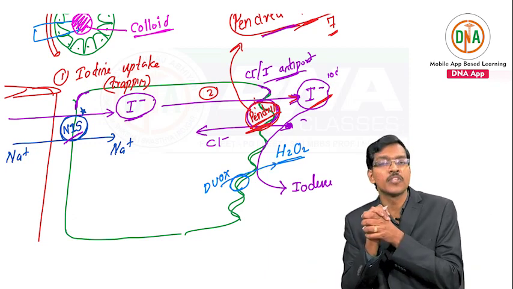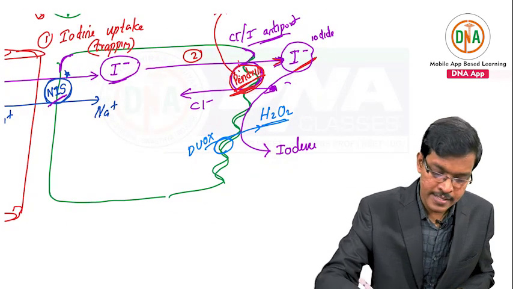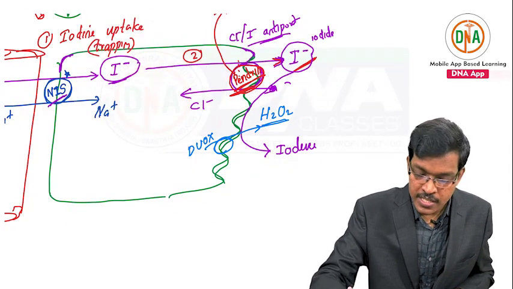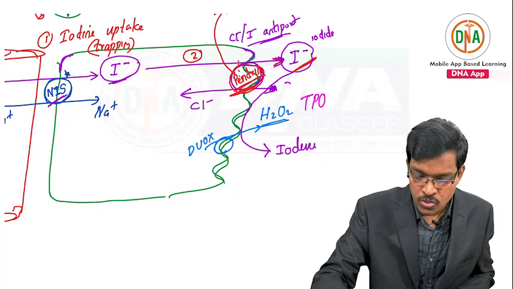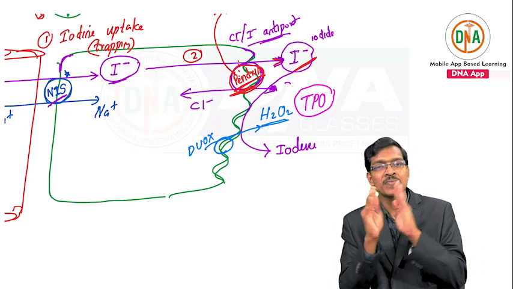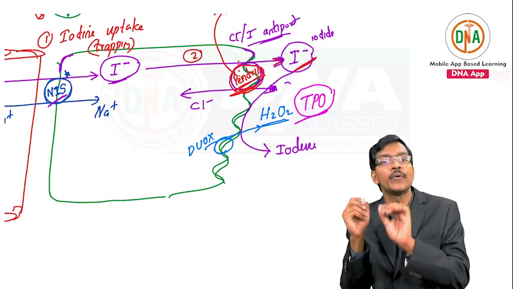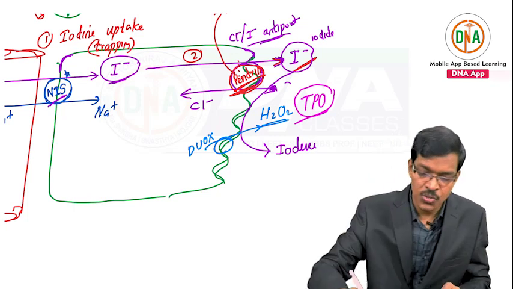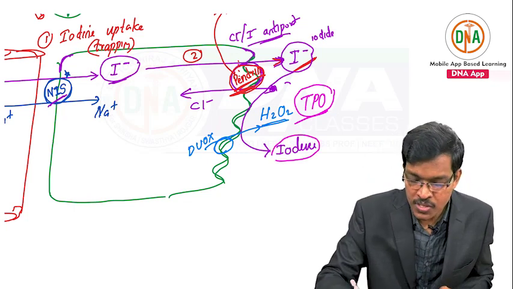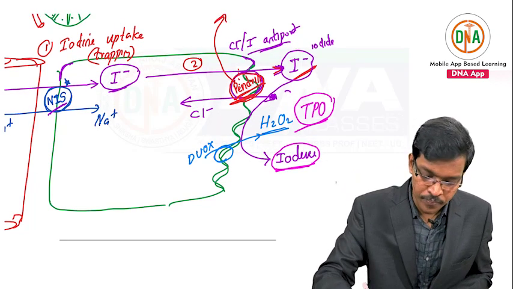Dual oxidase will give this H2O2, and this reaction is catalyzed by a very important enzyme that is known as TPO, that is thyroid peroxidase. So, thyroid peroxidase will catalyze this oxidation of iodide to iodine. So, iodine is oxidized. The oxidized form of iodine is there. Now, what is the next step? So, this is the third step.